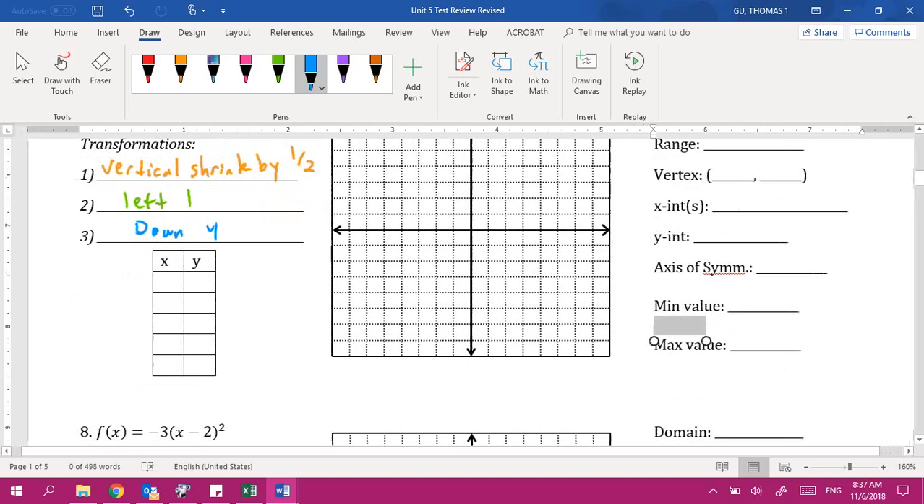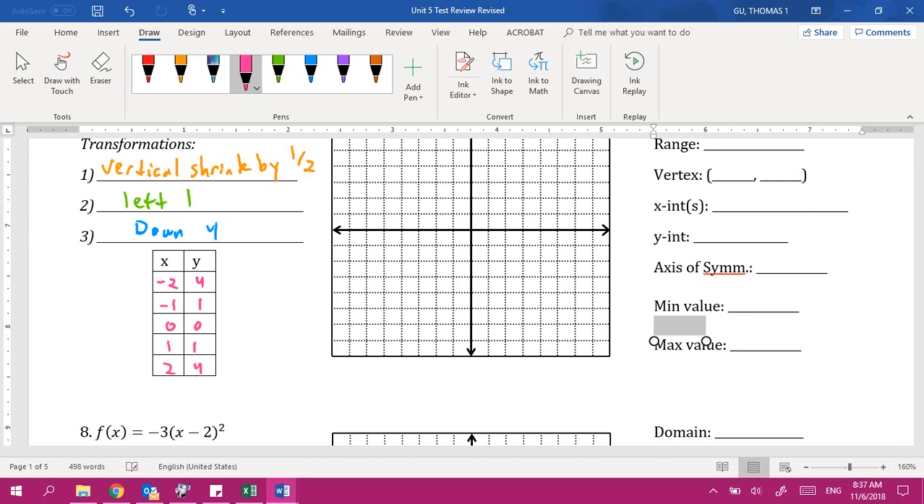Remember, we always have the same 5 starting points. What are they? Negative 2, 4. Negative 1, 1. 0, 0. 1, 1. 2, 4. Very good. Okay, and this is now, we change the values based on our transformation. So our first transformation says vertical shrink by 1/2. So what would that do to my table values?